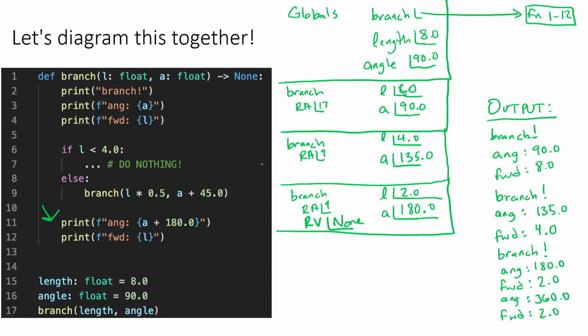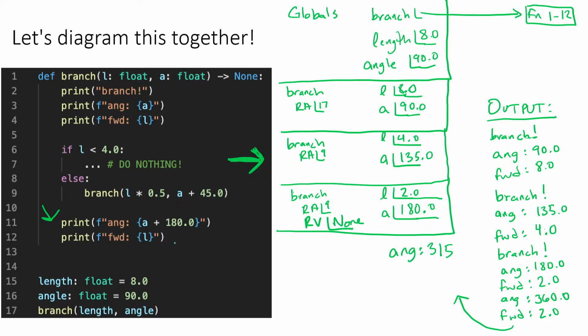Well, that's when we reach line 11, but now notice that our current frame is this one, where L is 4 and A is 135. So when we reach this print statement, I'm going to have to wrap my output around. We print ang, and then A plus 180. Well, A in this frame is 135. So I'm going to do the embarrassing thing here. Doing math in front of people is very stressful. And 315 is our angle that gets printed out here.